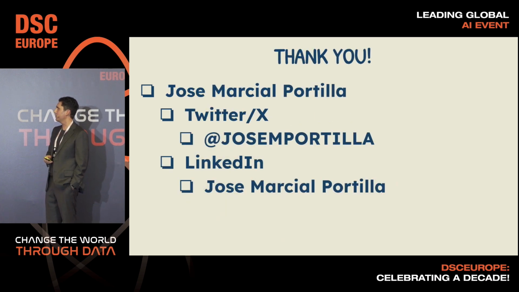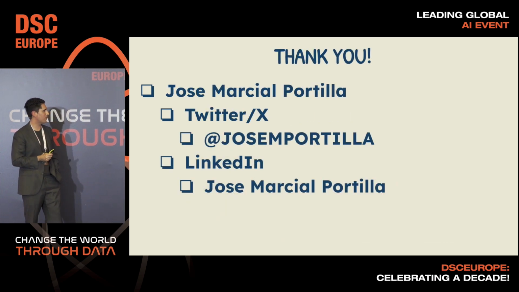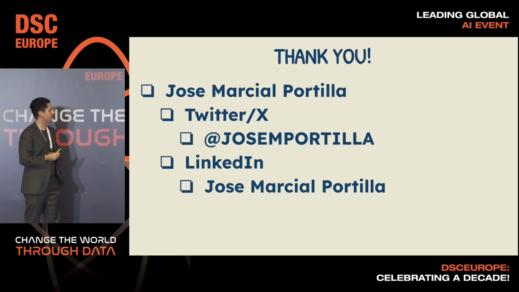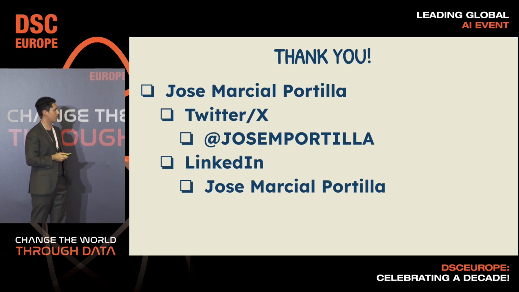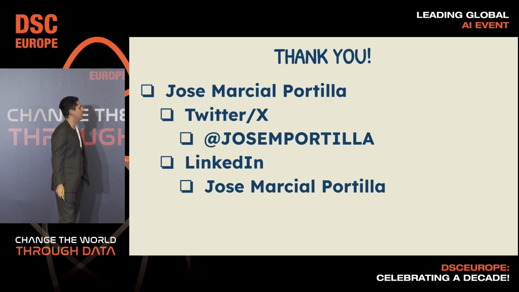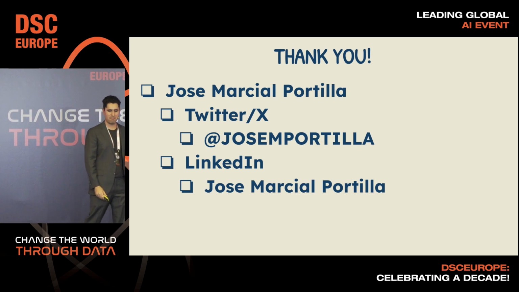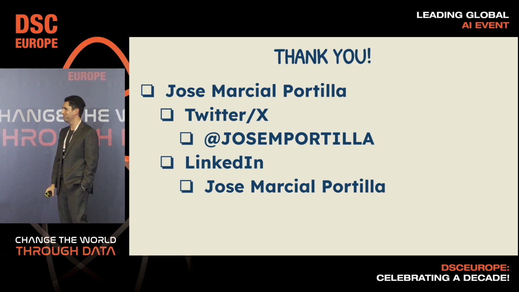Hopefully you got a good intuition now of how text-to-image models work, and also hopefully I introduced you to this idea of sparse autoencoders for mechanistic interpretability. You can follow me there at those links. But yeah, that's basically it. Thank you.